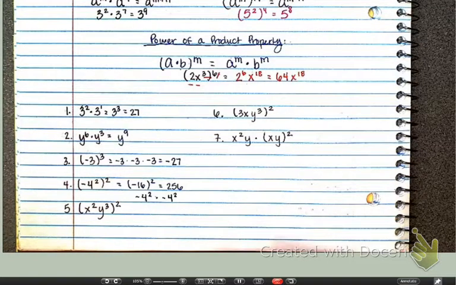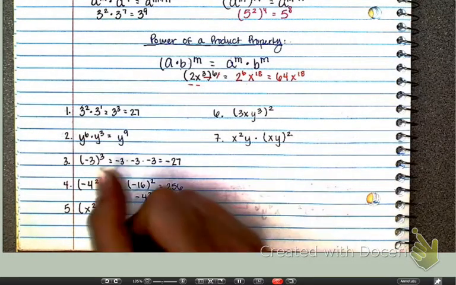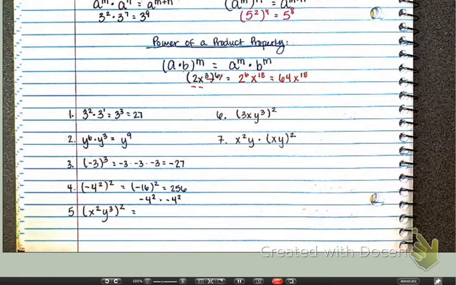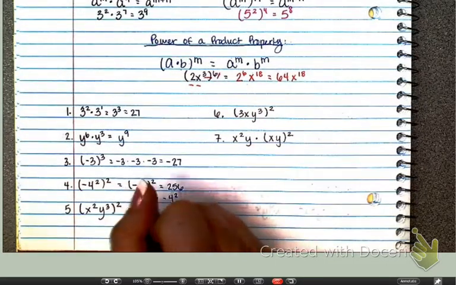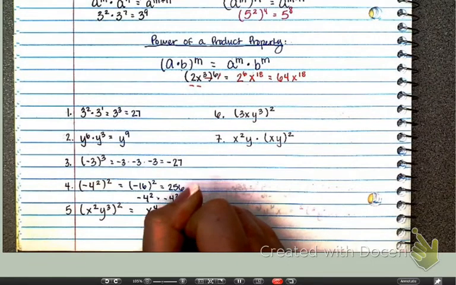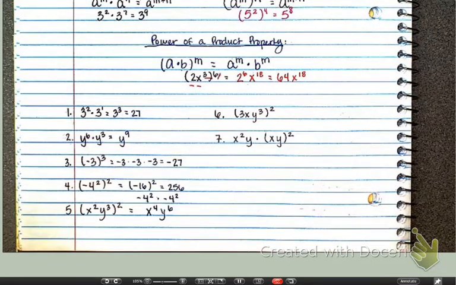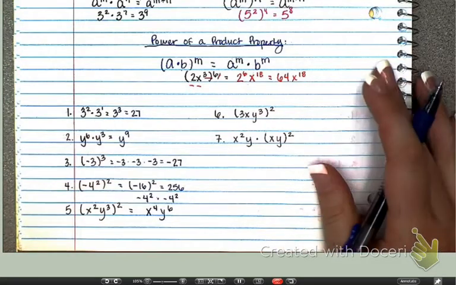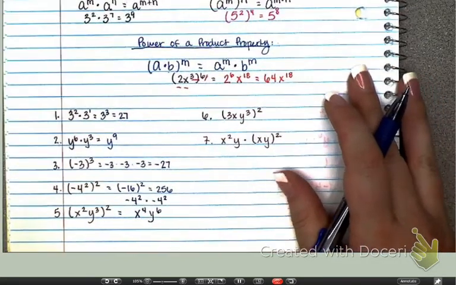Number 5, what do we do with these exponents? Are we just really tired? Okay, we're almost done. Multiply them. Thank you, Jessica. So we're going to multiply exponents. So you should have gotten x to the 4th, y to the 6th. Yeah? X to the 4th, y to the 6th? Okay, great. You're confused? No. Okay.